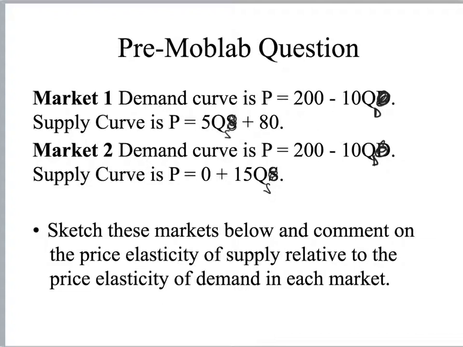In Market 1, the demand curve is P equals 200 minus 10 Q sub D, and the supply curve is P equals 5 Q sub S plus 80. In Market 2, the demand curve is P equals 200 minus 10 Q sub D, and the supply curve is P equals 0 plus 15 Q sub S.